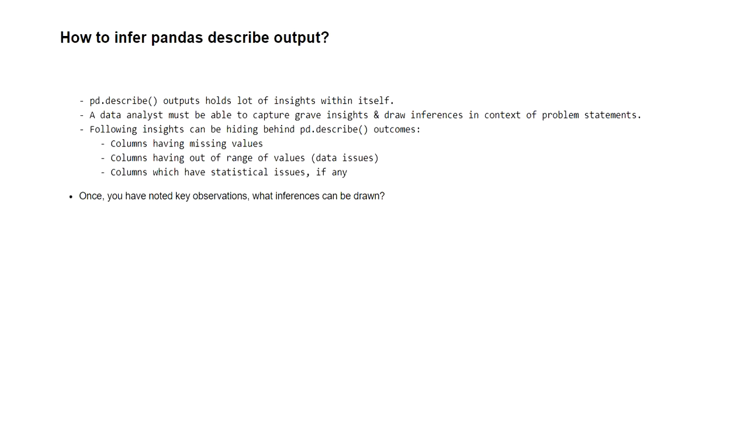Okay, let's see the next point, which says the following insights can be hiding behind pt.describe outputs. So what are the insights? These are columns having missing values, columns having out of range values, so that is data issues, and columns which have statistical issues, if any. What we are trying to say here is that when you look at the outcomes of pt.describe, it can, at a minimum, give you insights or knowledge about these factors at a glance.